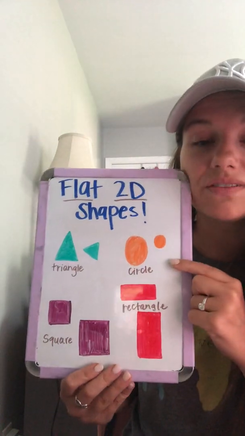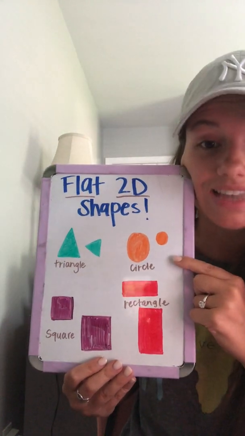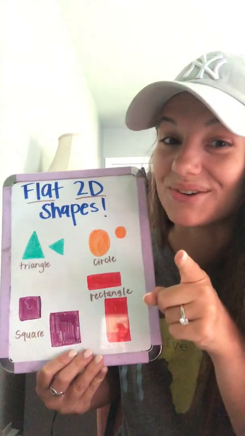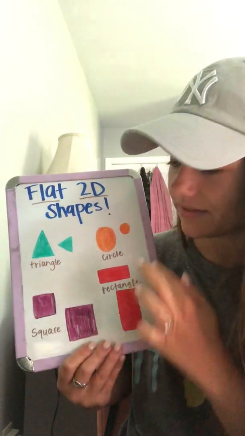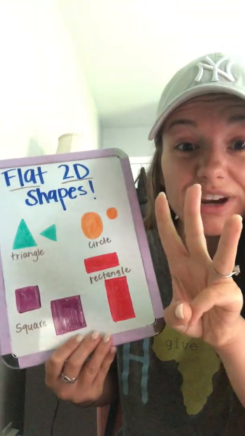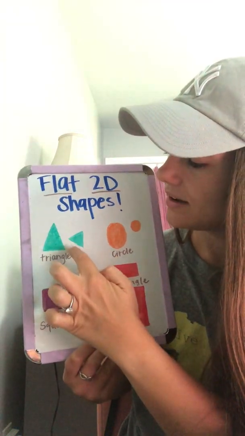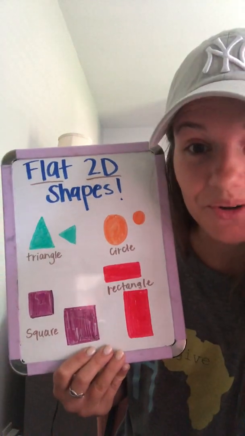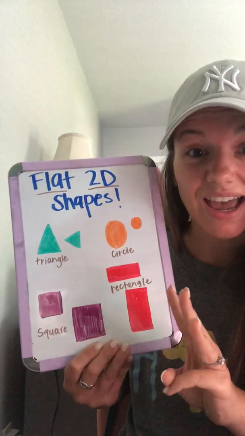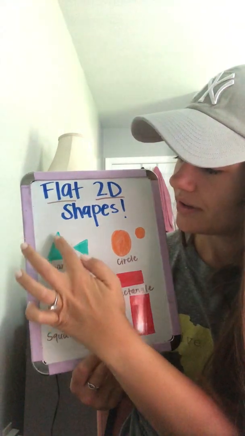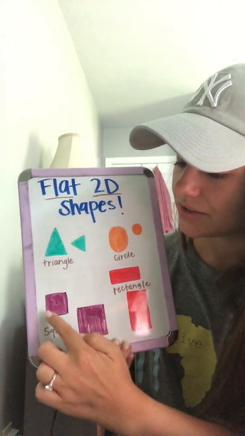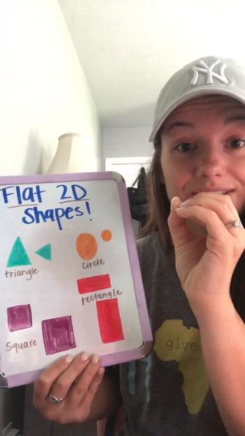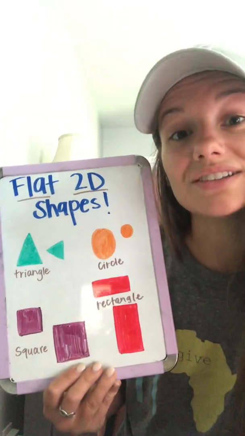Now, which one of these shapes only has 3 sides? If you said triangle, you are correct. A triangle is the only one of these shapes that has only 3 sides. Let's count them. 1, 2, 3. That is what's different about a triangle. It only has 3 sides. Whereas all the other ones have 1, 2, 3, 4 sides. And a circle has 0 sides. So that makes the triangle different.